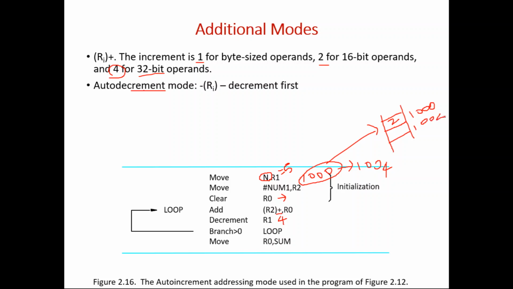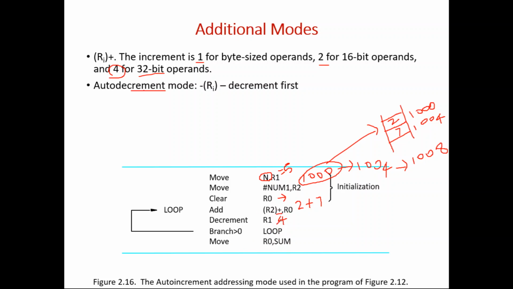Each word occupies 4 bytes. So 1004 holds 7. Now 7 will be added with 2, and that will be stored in R0. Previously R0 contained 2, and now it will become 9. After that, R2 increments by 4 because the word size is 4 bytes, so it will become 1008. Once again it checks branch greater than 0. Yes, loop. Like that it will add all the numbers.